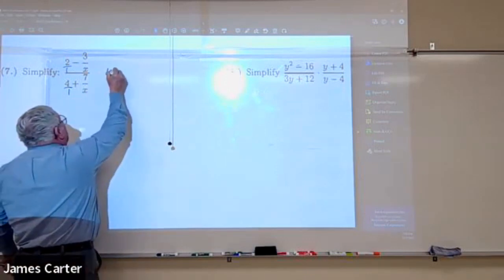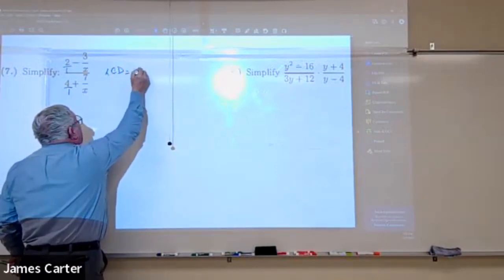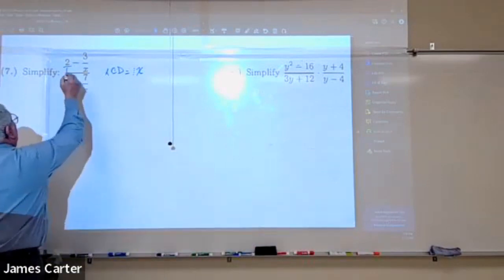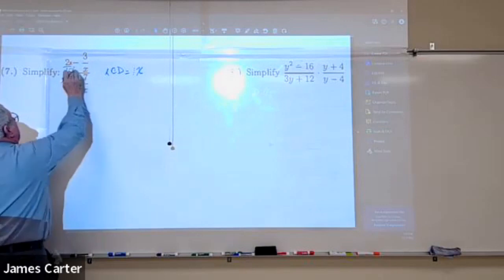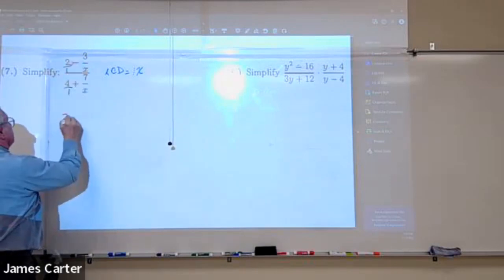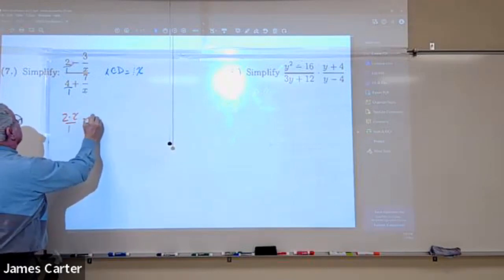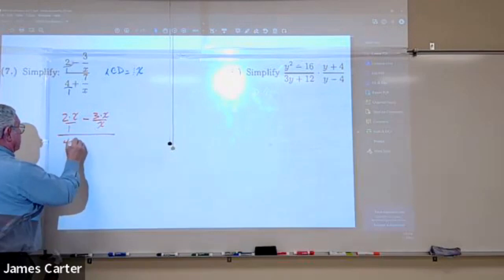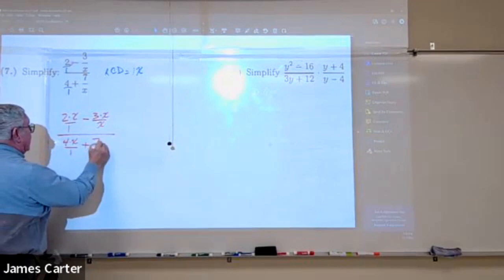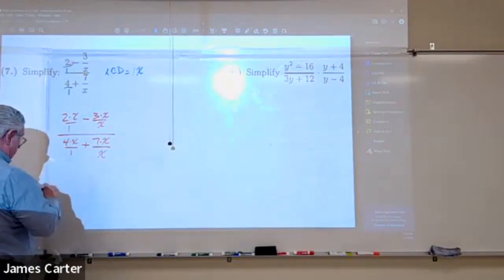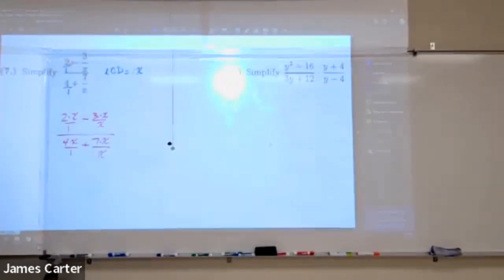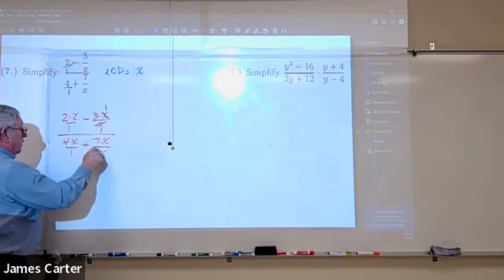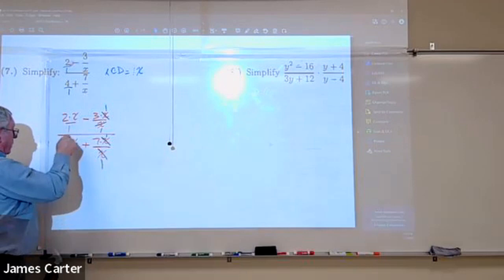Okay, so my least common denominator is x. So then what I'm going to do is I'm going to multiply every term by x. Oh, I don't want to mark up there. I better rewrite this. 2 times x over 1 minus 3 times x over x, 4 times x over 1 plus 7 times x over x. Now we cancel wherever we can. Nothing to cancel here. That goes 1 time and 1 time. That goes 1 time and 1 time, and nothing to cancel there.